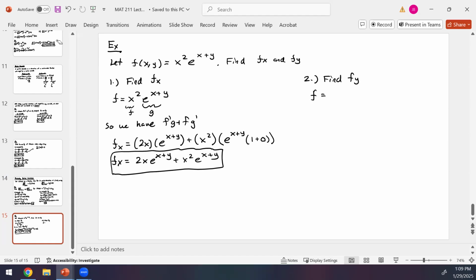So we end up getting x squared e to the x plus y. And so x squared is just x. It's just a number to us because of the nature of the y partial derivative. So all I got to do is take the derivative of e to the x plus y. So the derivative of e to the x plus y is e to the x plus y times the derivative of the inside. So the derivative of x with respect to y is 0. And then for y, it's 1. So it just reversed. And so I get x squared e to the x plus y.